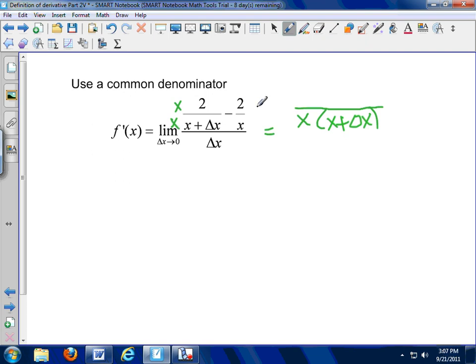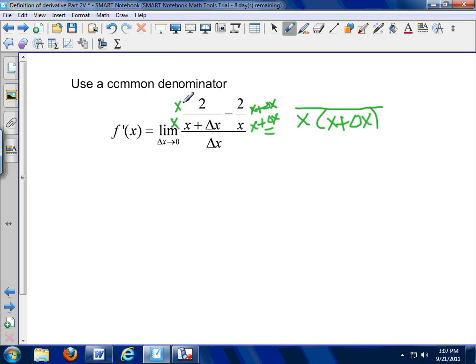Top and bottom by x. And this one I'm going to multiply by x plus delta x. Okay, that's multiplied by 1. That's multiplied by 1. That's always legitimate.